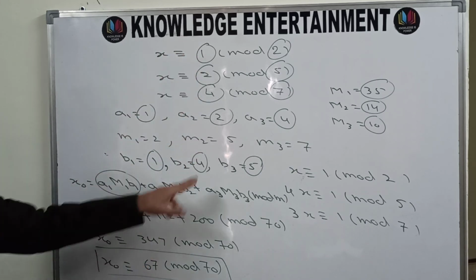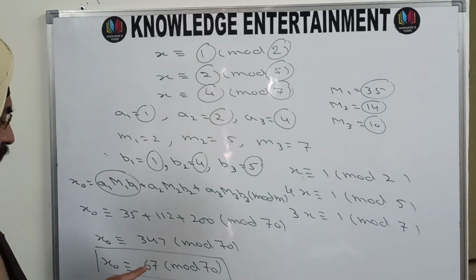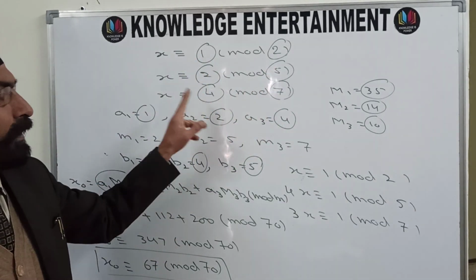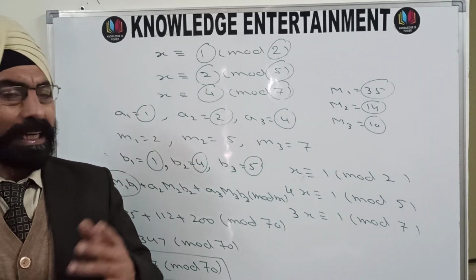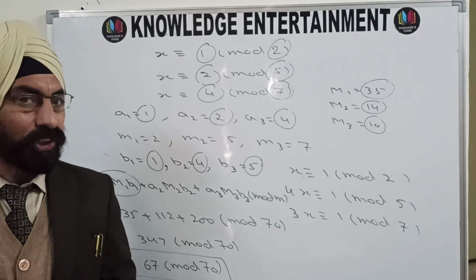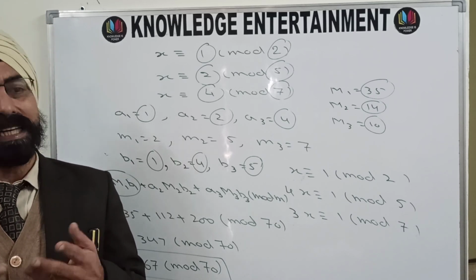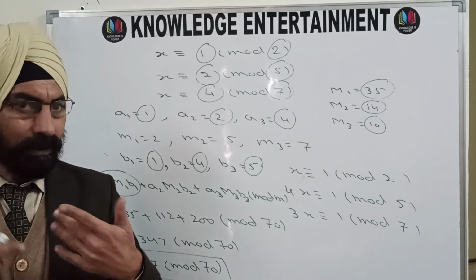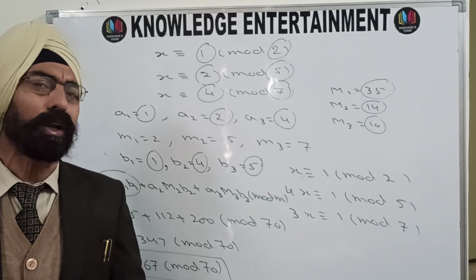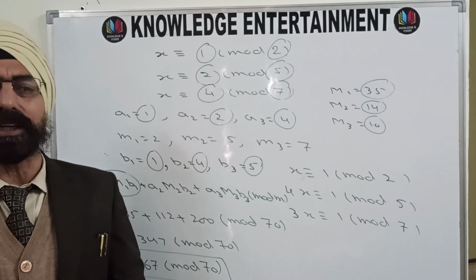If you divide 67 by 2, the remainder will be 1. If you divide 67 by 5, the remainder will be 2. And if you divide 67 by 7, the remainder will be 4. So this is how we can prove the Chinese remainder theorem, and we can solve systems of linear congruence equations using the Chinese remainder theorem. In the next video, I'll take more and more examples. Till then, thank you. Thank you once again.